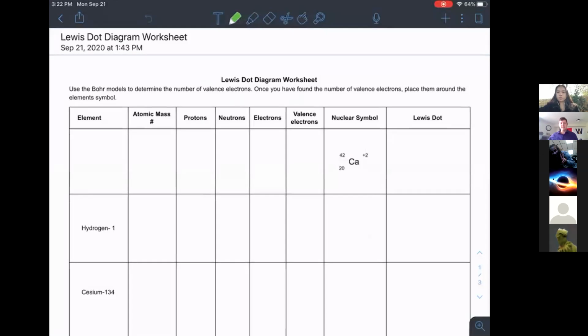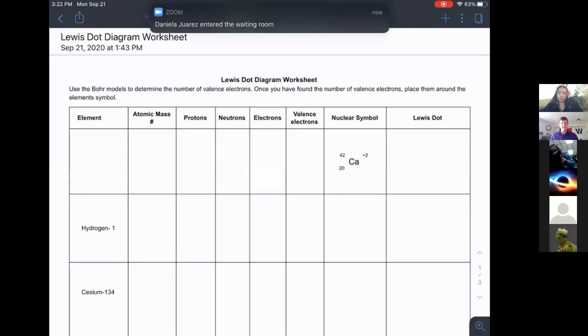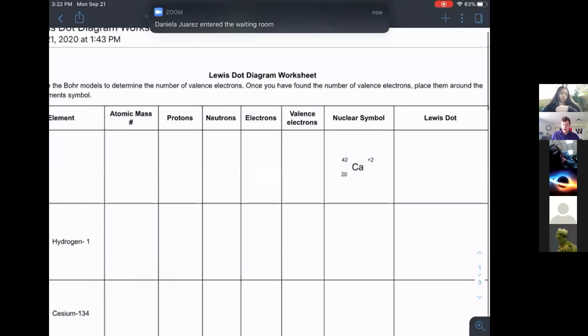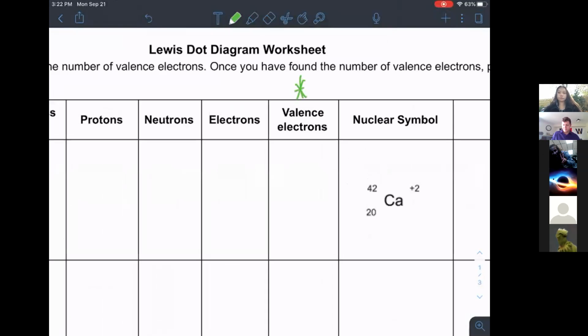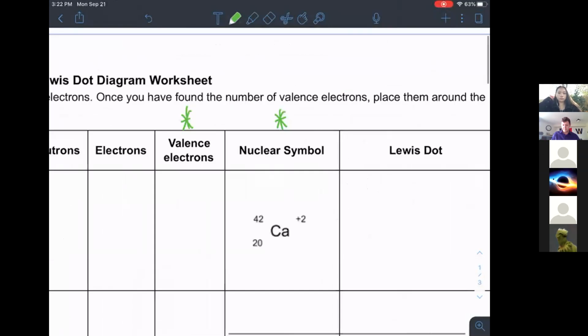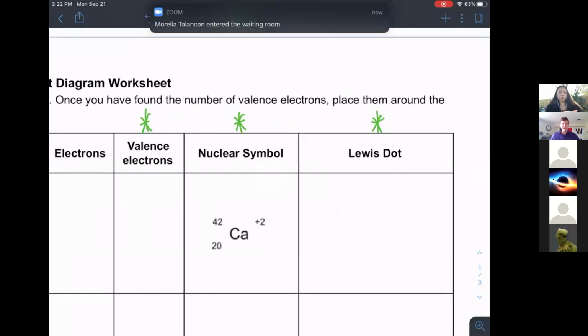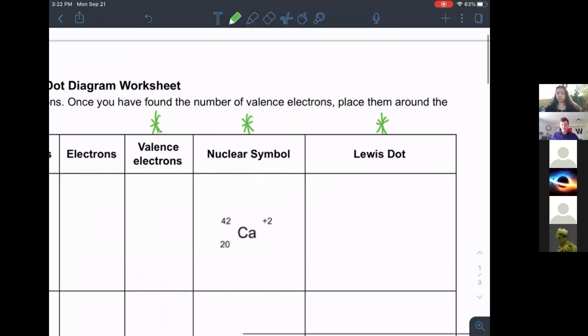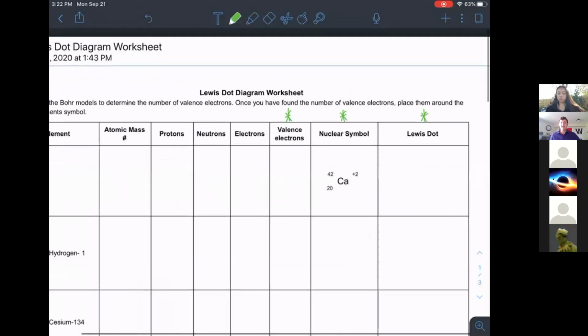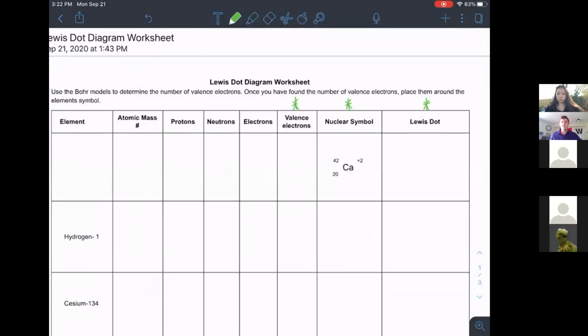Lewis dot structures is one of the things that we're going to be adding on to this table that we've been working with. The new things that we are going to add on are these last three right here. Those last three are the ones we're going to have to worry about today that are going to be a little bit different from the past.